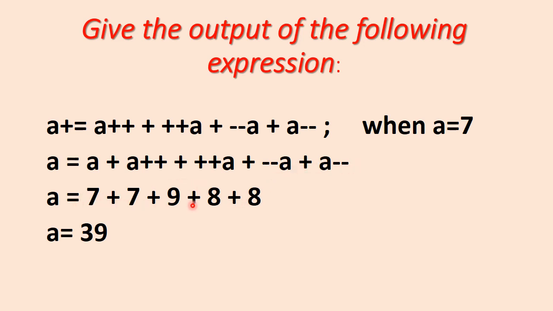Now we will add all these values: 7 plus 7 plus 9 plus 8 plus 8. So finally it becomes 39. So now A is equal to 39. Okay.